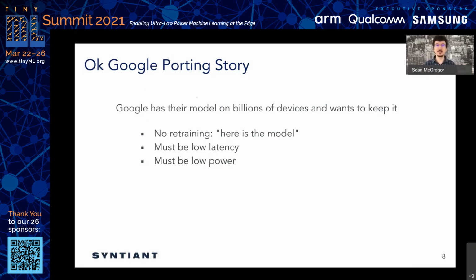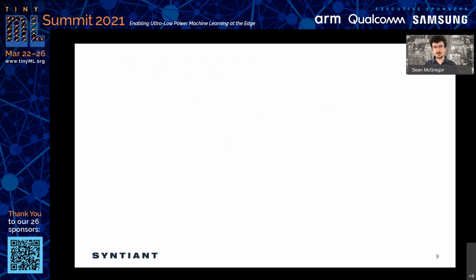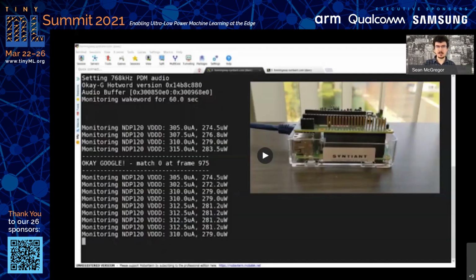So we had to get it running on the NDP 120 as it is, or it doesn't matter, at least from Google's perspective, and it must be low latency, low power, or it also doesn't matter. So can highly specialized edge silicon like the NDP 120, where we do a lot of intentional low-level design to optimize, really run the OKG model? And then what's more, is there room for more? Can we do more than just the OKG model? And let's see how the engineering effort turned out here.